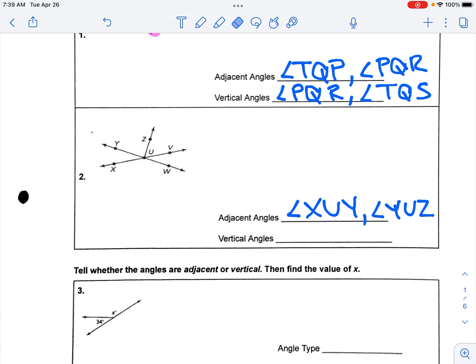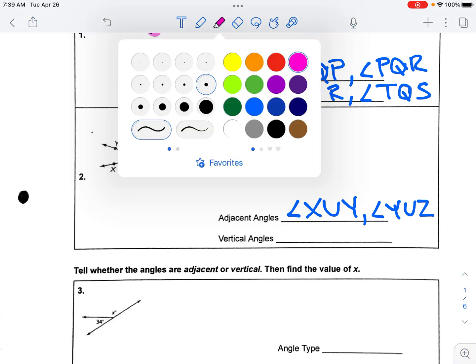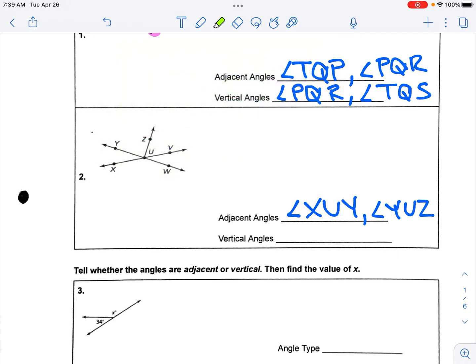All right, so vertical, remember vertical angles have to share the same measure. Those are going to be congruent angles. So what I'm looking at is YUX and VUW. Angle YUX is vertical to angle VUW.